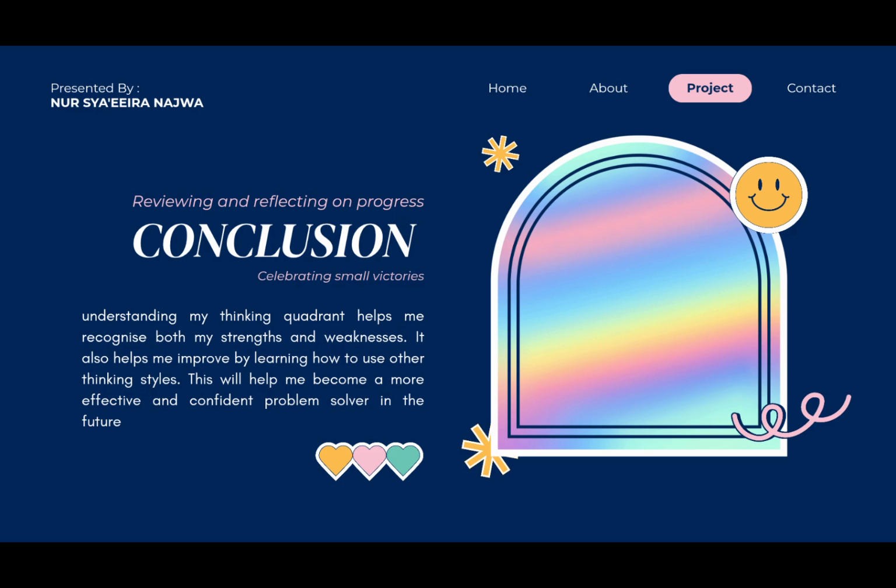In conclusion, understanding my thinking quadrant helps me recognize both my strengths and weaknesses. It also helps me improve by learning how to use other thinking styles. They will help me become a more effective and confident problem solver in the near future.